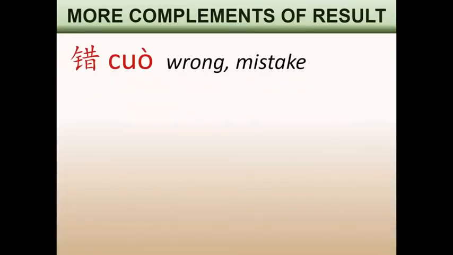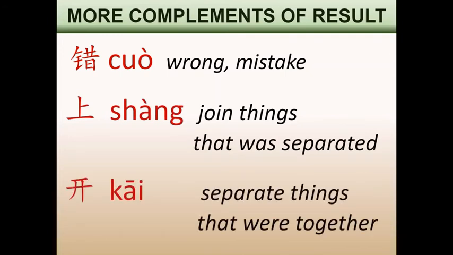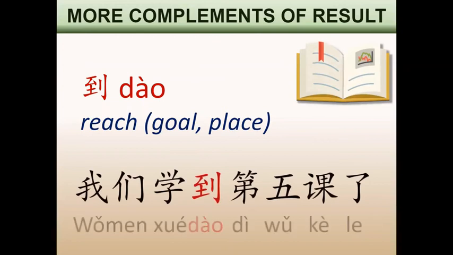Now we continue with more complements of result. 错, to make a mistake, to be wrong. 上, to join things that were separated. 开, to separate things that were together, okay? 到, to reach a goal or to reach a place. Let's see an example here. 我们学到第5课了. We've reached lesson number 5. Okay, so with this complement of result, I'm not just referring to reaching a place. This is also an abstract meaning. I can also talk about reaching a goal. Okay, so for example, reaching a lesson in a book.